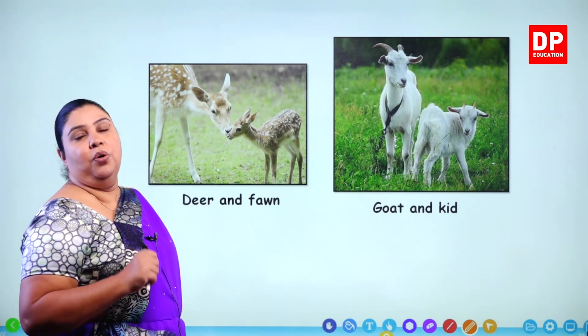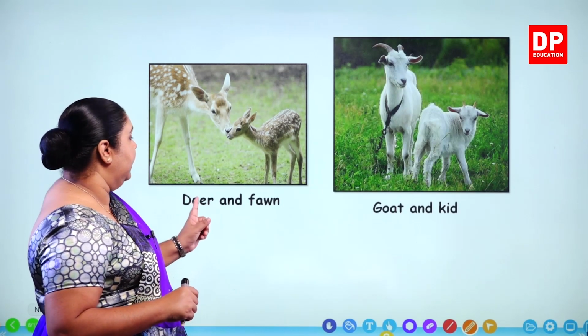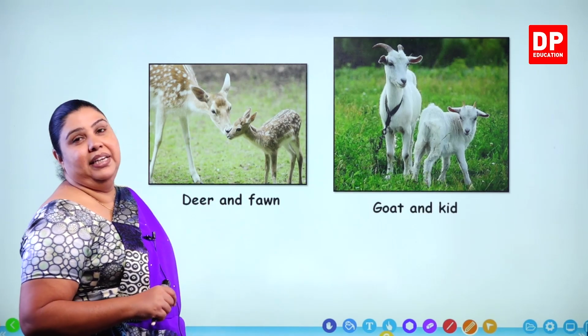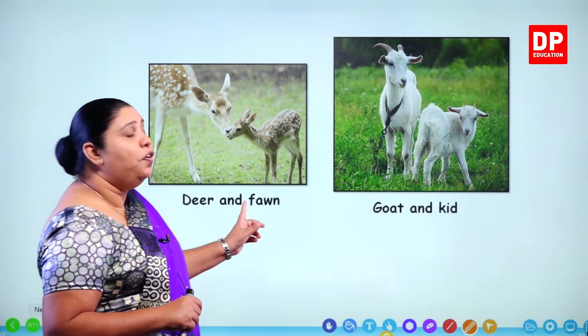But in English, how do we say? In English, we say deer to the mother and the baby deer is called a fawn.